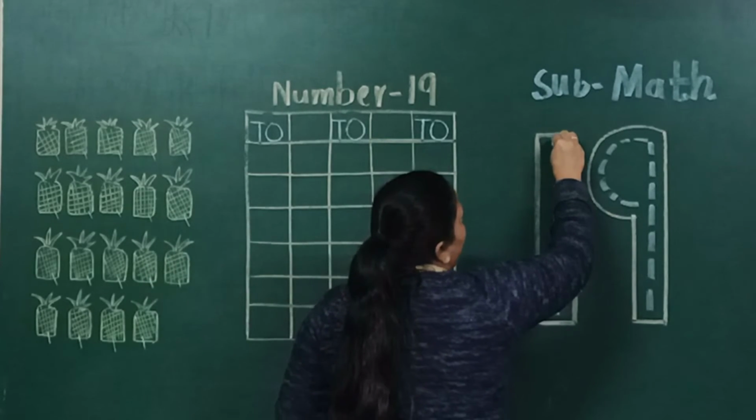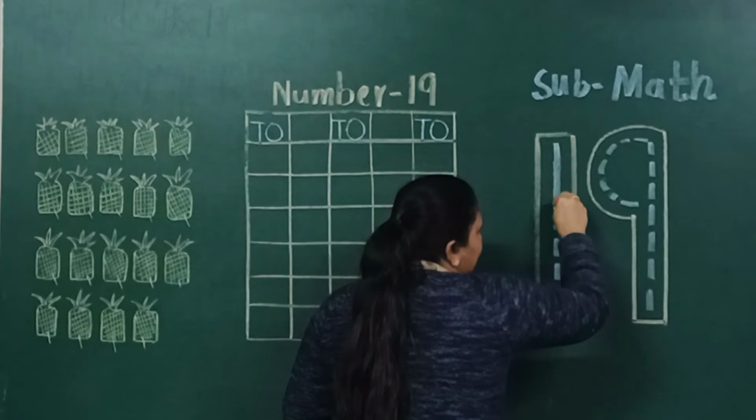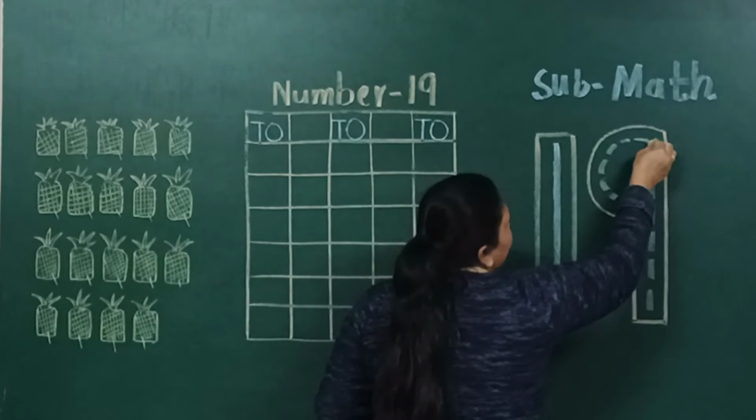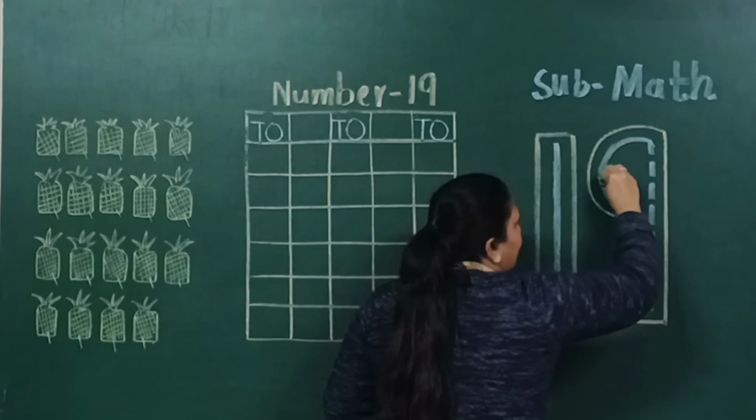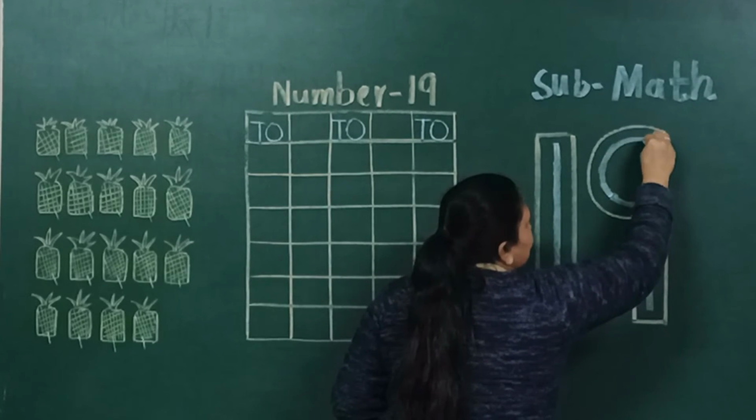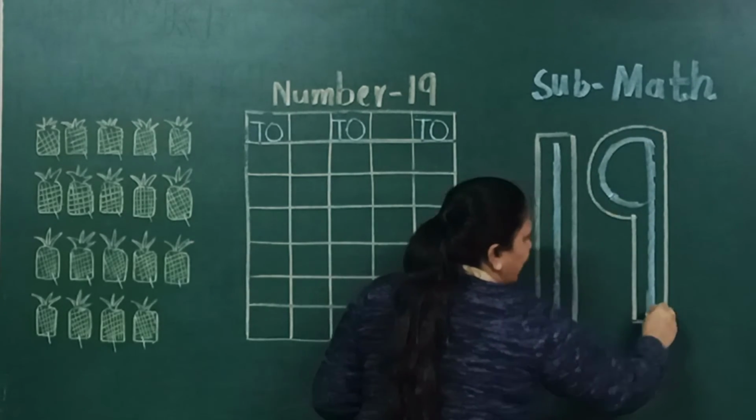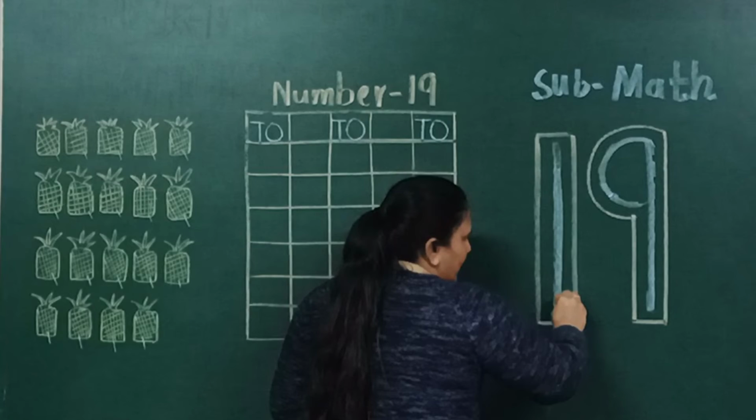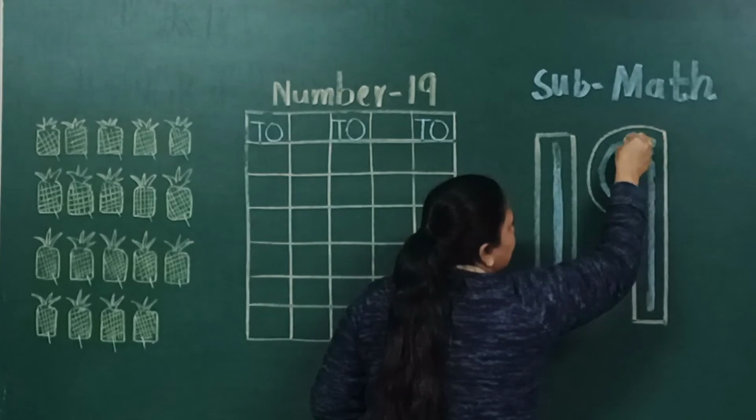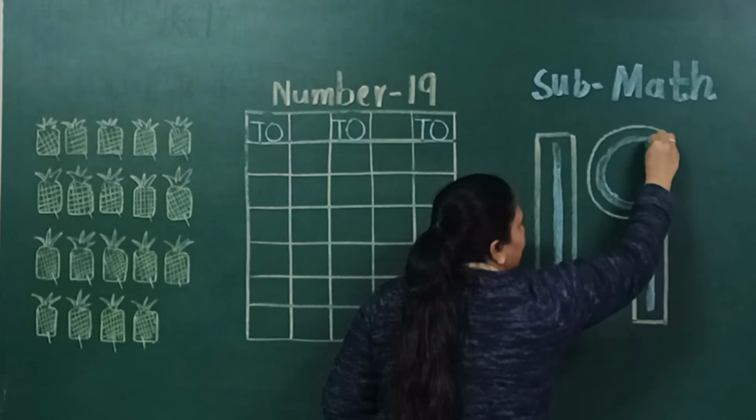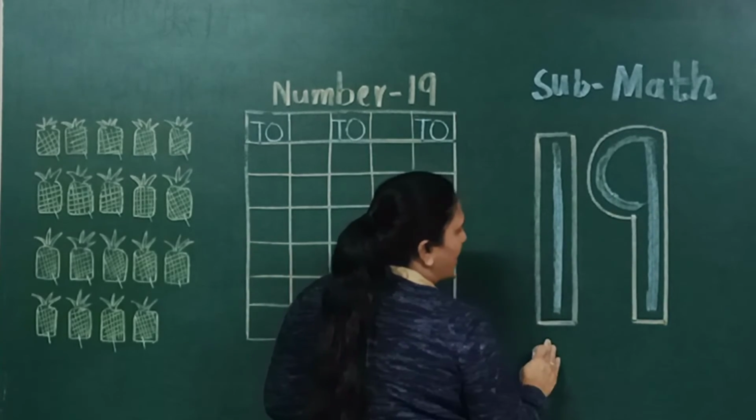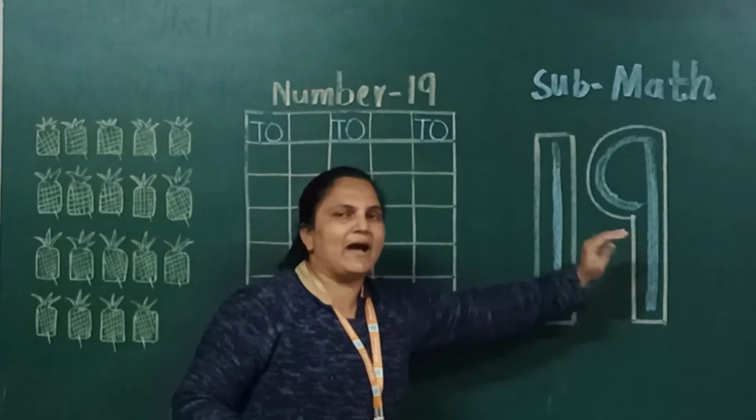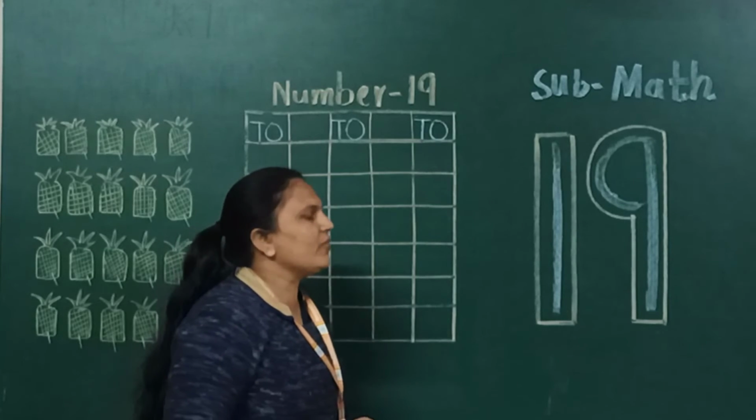First, we will write 1. And then we will write 9. Which number is this? Number 9. Yes. First we will write 1. And then we will write 9. 1, 9, 19. Okay, which number is this?